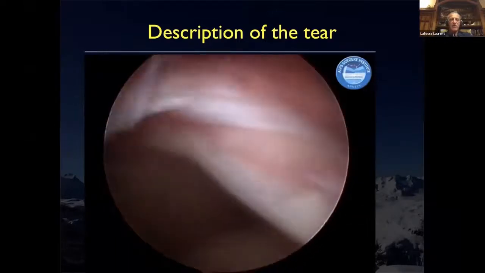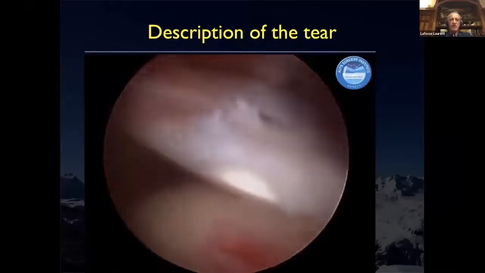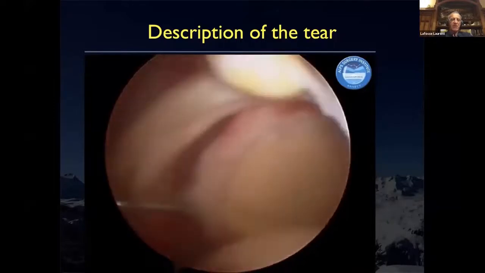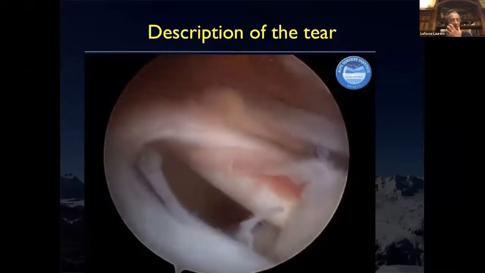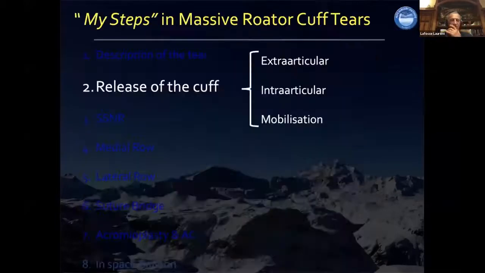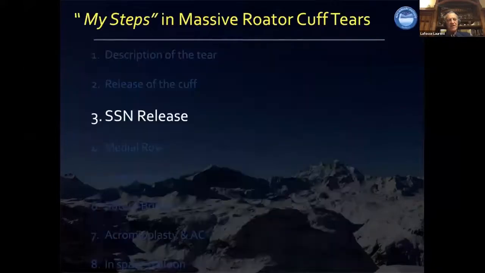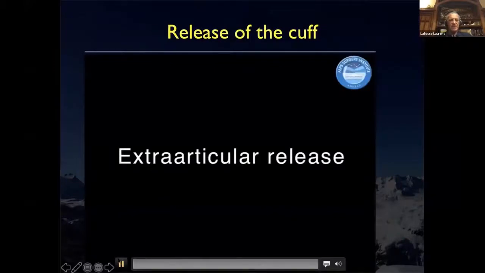I start, as I told you, from the lateral view. The biceps is involved, supraspinatus is involved, subscap is intact, but the biceps here is involved. So I think it's important to understand how to manage this. The first thing is to clean. And now you clean everywhere and you release the cuff. That was a wonderful video from Saeed before to show you the release, and this is the extra-articular release. So let me show you the extra-articular release here.